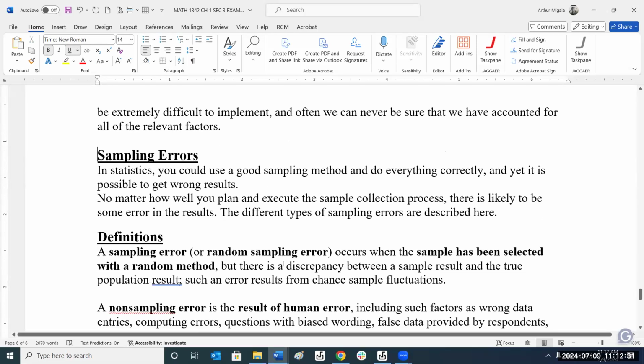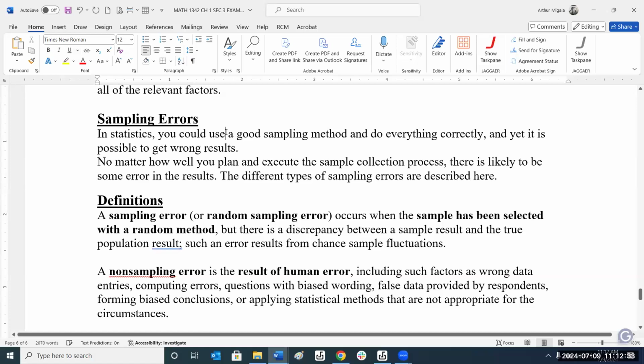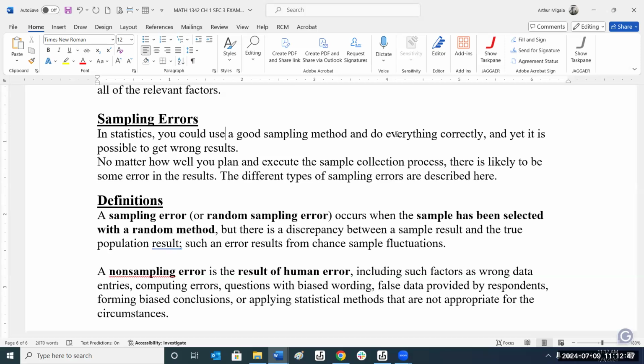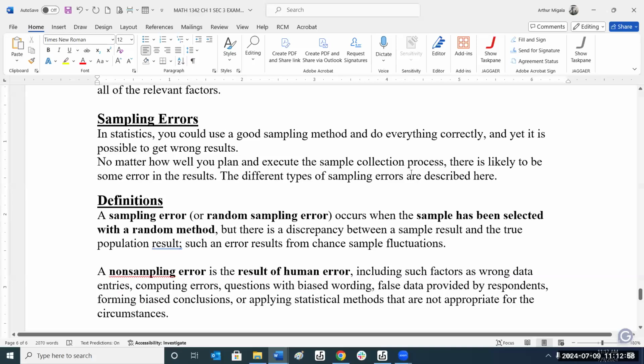Sampling errors. We talked about this last section, but here we'll talk in detail. Good sampling methods will result in good results. Bad sampling will result in bad results. And we have to do everything we can as researchers, as statisticians, as science researchers, to make sure that these don't happen.